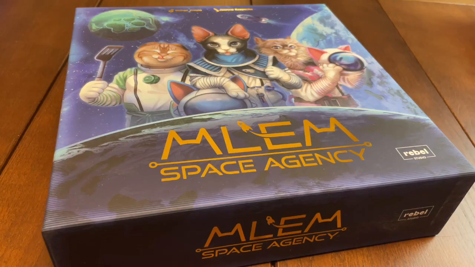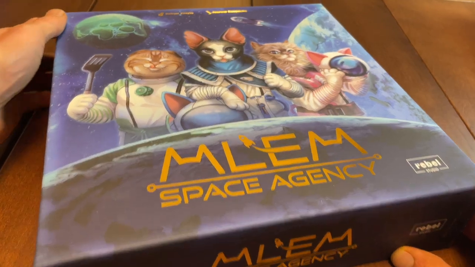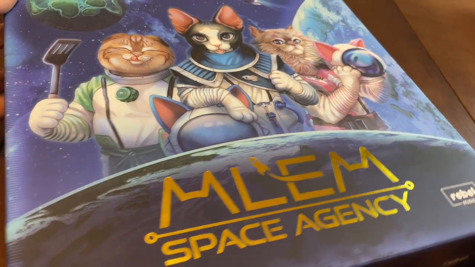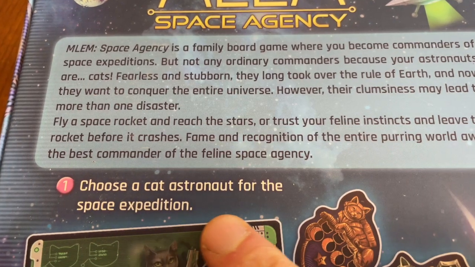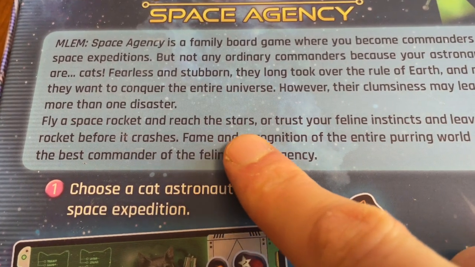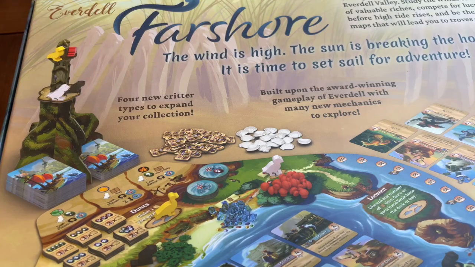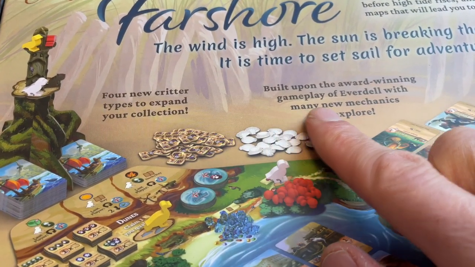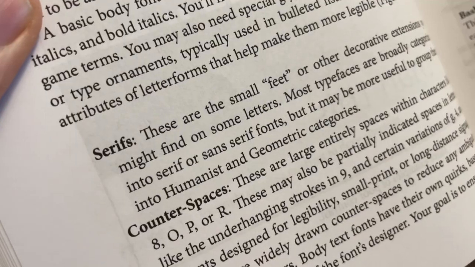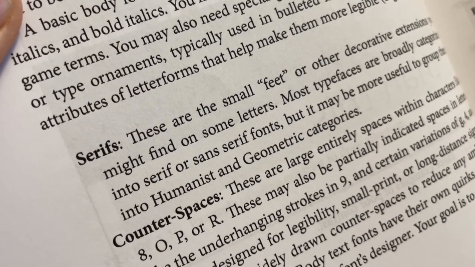So for example, if we look at the recent game Mlem, Space Agency, it's obviously a science fiction game, and yeah, there's no fancy little serif bits in it, right? It's all sans serif. It's just plain straightforward lettering, whereas if we look at something a little bit more fantastical and sort of beautiful and flowery, like Far Shore, the Everdell sequel, yeah, we've got serif in there, okay? So we've got these little extra bits on the letters that make it look a little bit more storybook, right? And not quite so futuristic like we see in Mlem.